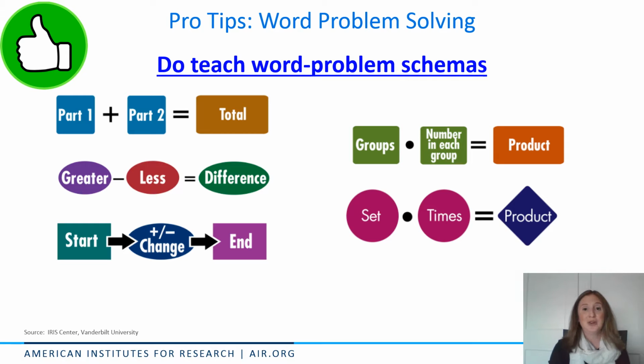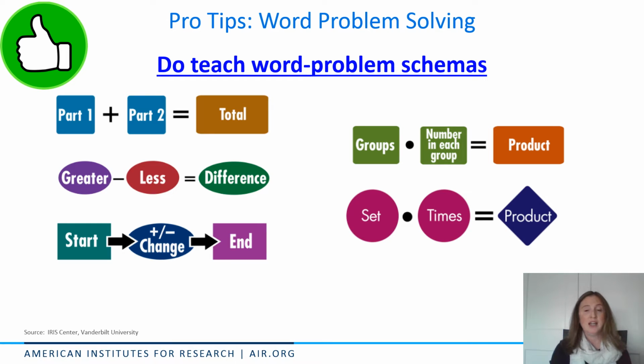For some of our students, they may be able to move straight into word problems, and we should give them the opportunity to do so. Other students may need more support through schema-based instruction. A schema is a way to organize or pattern information within a structured framework of known and unknown information.